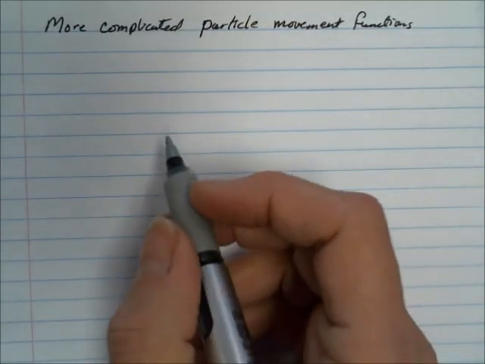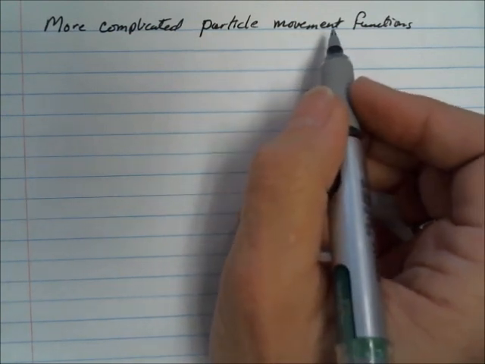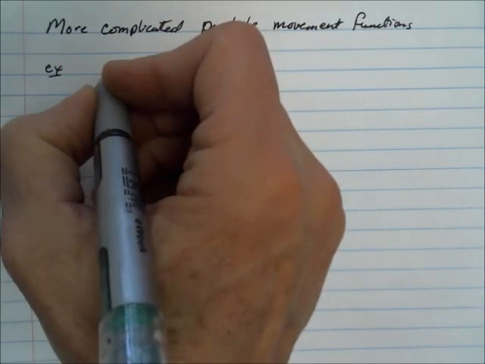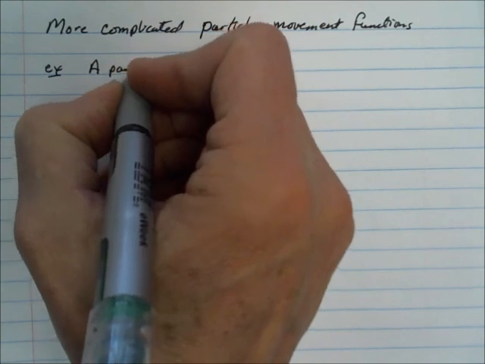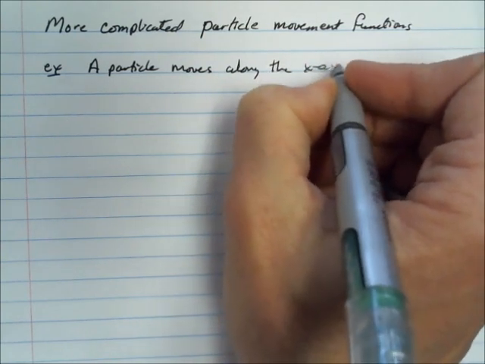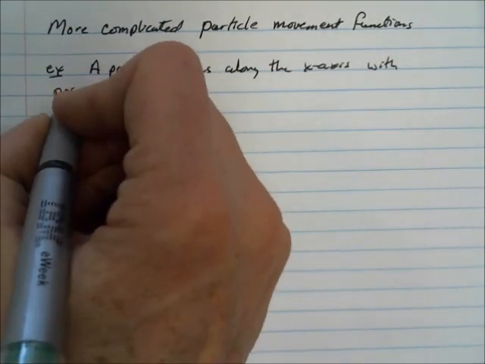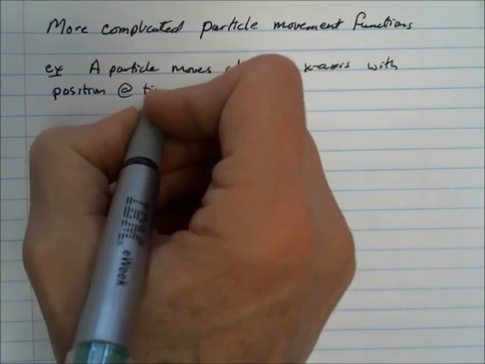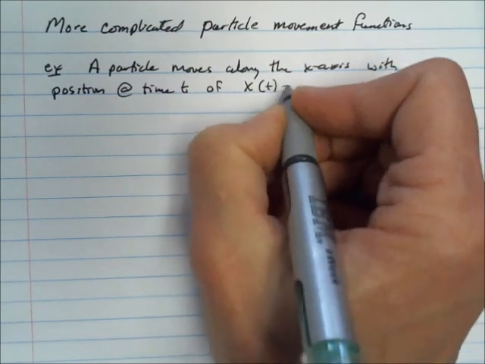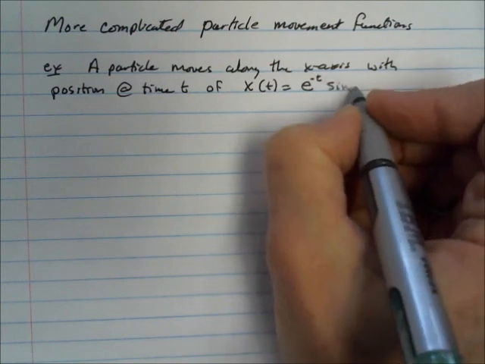Today we're going to talk about particle movement again, and this time the functions that I'm going to give you for the particle movement aren't going to be simple polynomials. For example, let's say a particle moves along the x-axis with position at time t of x of t is equal to e to the negative t times the sine of t.